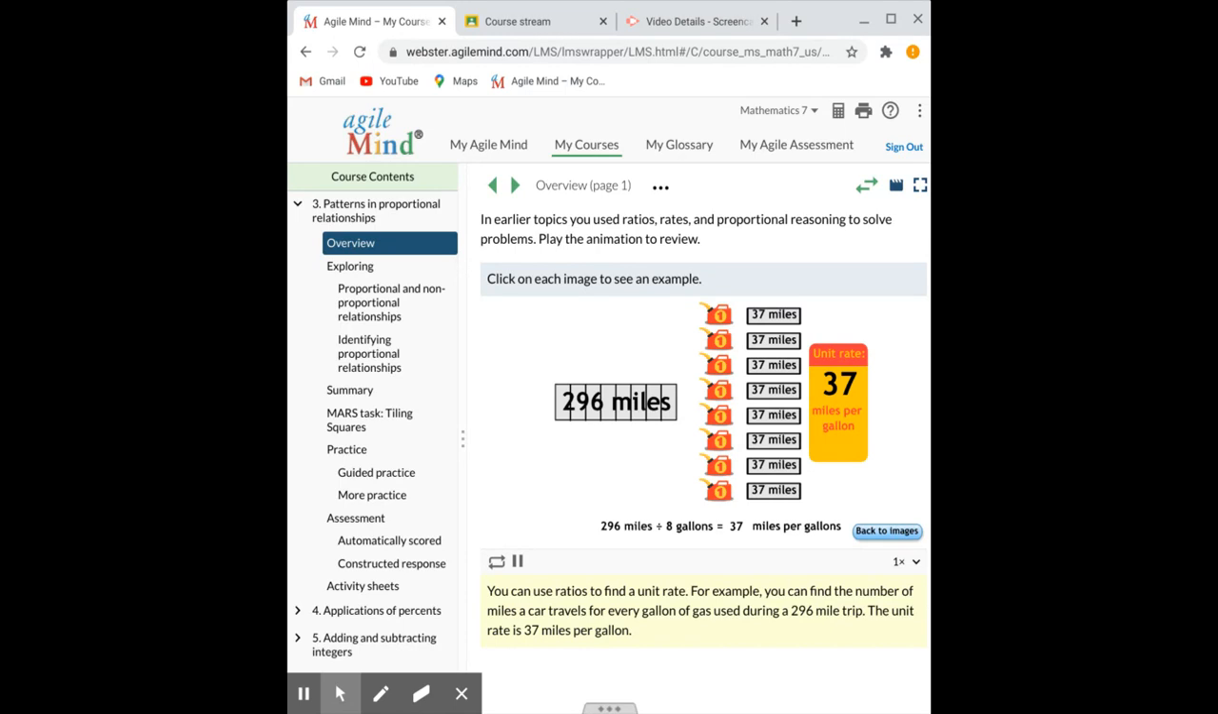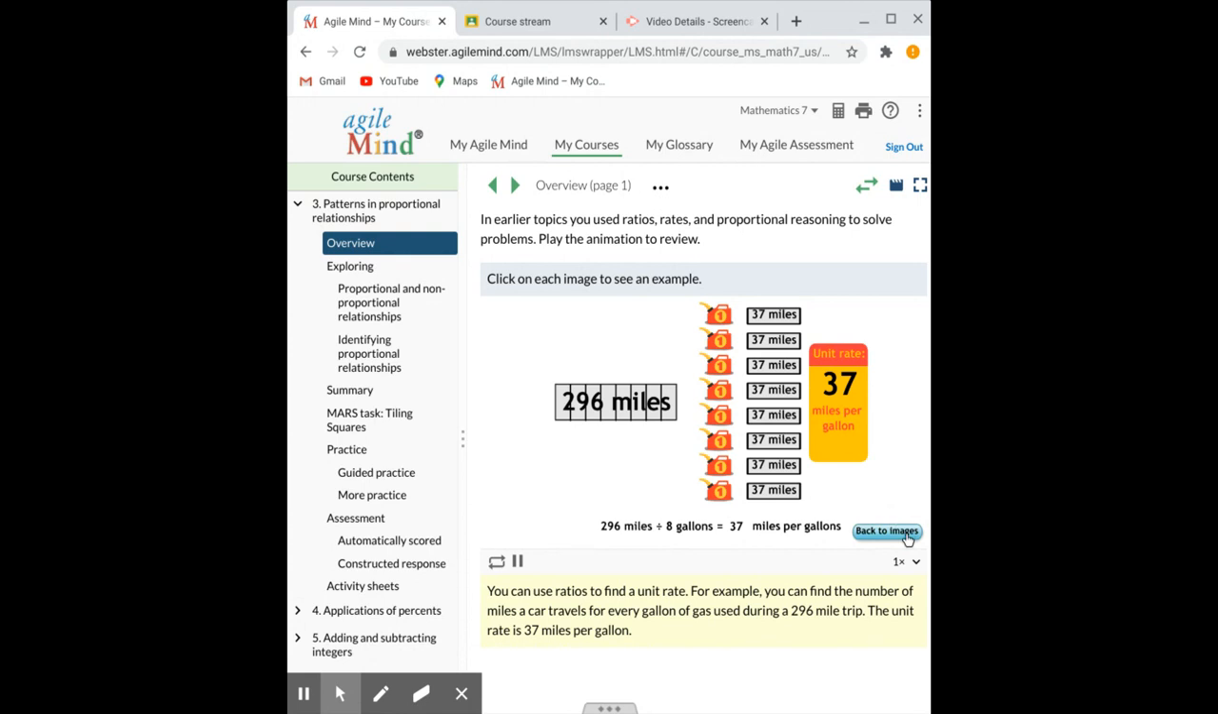So read that down there in the bottom in the yellow. Okay. It says you can use ratios to find a unit rate. For example, you can find a number of miles a car travels for every gallon of gas used during a 296-mile trip. The unit rate is 37 miles per gallon. Correct. Perfect job. All right, so does anybody have a question about that? Yes or no? Doesn't look like it.